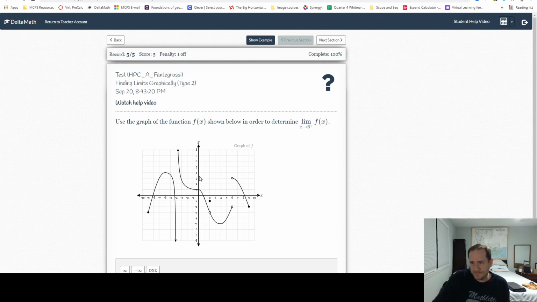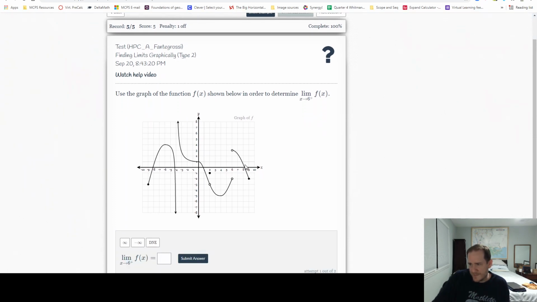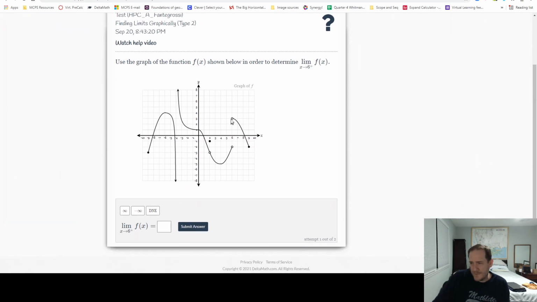But look in here. It's pretty great. Like it says here, use the graph of the function f of x shown below in order to determine the limit as x approaches 6 from the right of f of x. So you find 6. Limit from the right seems to be 3, but I'm like, oh geez, it's a whole, so maybe it's not 3. If I want to say does not exist, notice you don't want to type that. There's a special key here for does not exist. If you want to answer with infinity, it's giving you those options too.